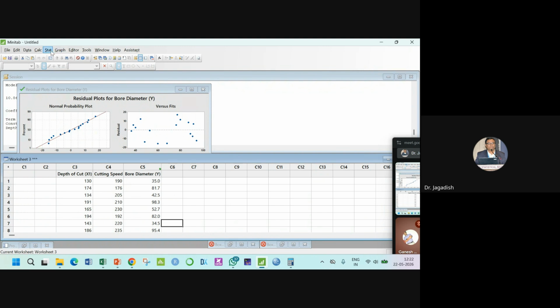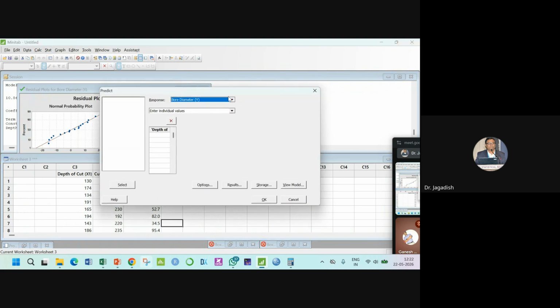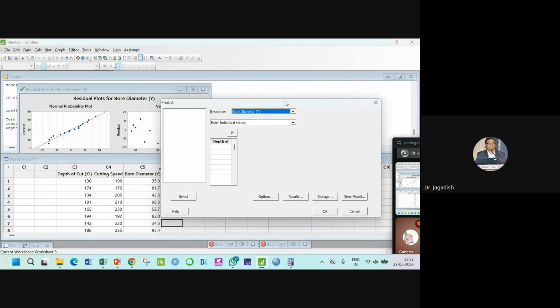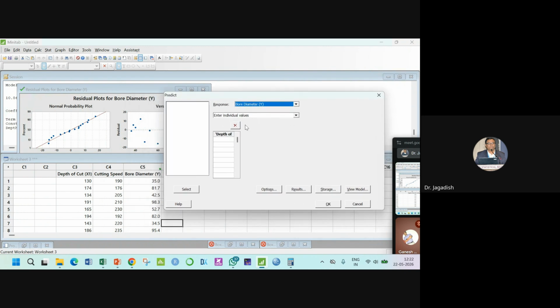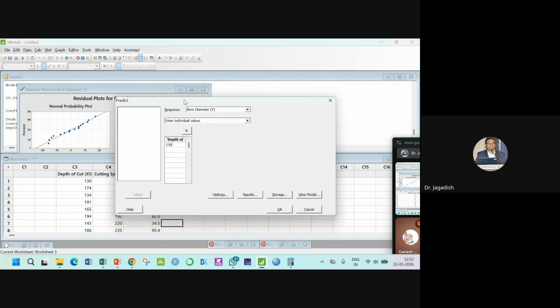For example, again in the same regression, the predict option. Suppose I want the bore diameter, so I enter individual values. I want x as 130. For a depth of cut of 130, what is my value of y? Results will be stored. Regression equation, prediction table, option: let it be two-sided. Storage: yes, fits. Confidence interval is not required, and say okay.